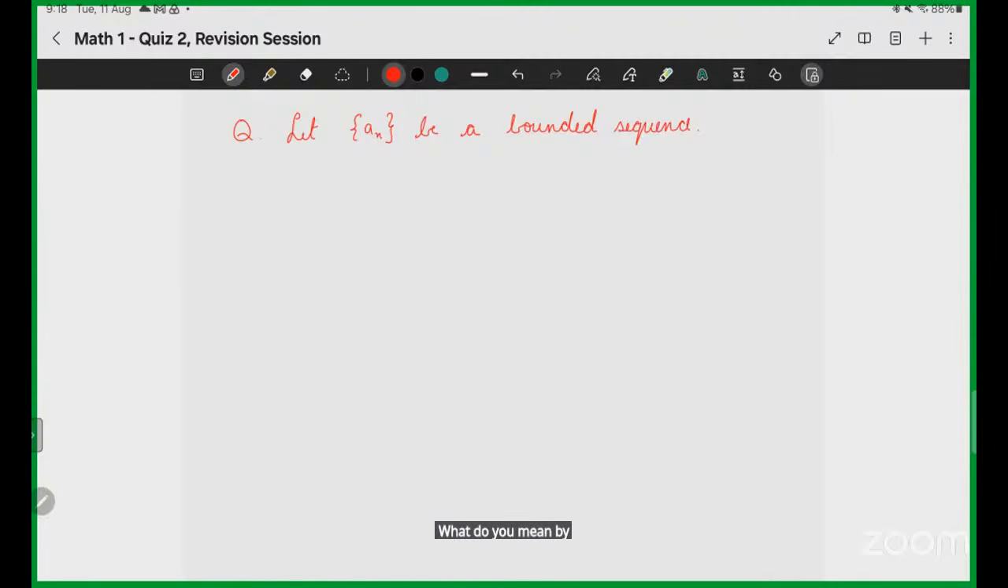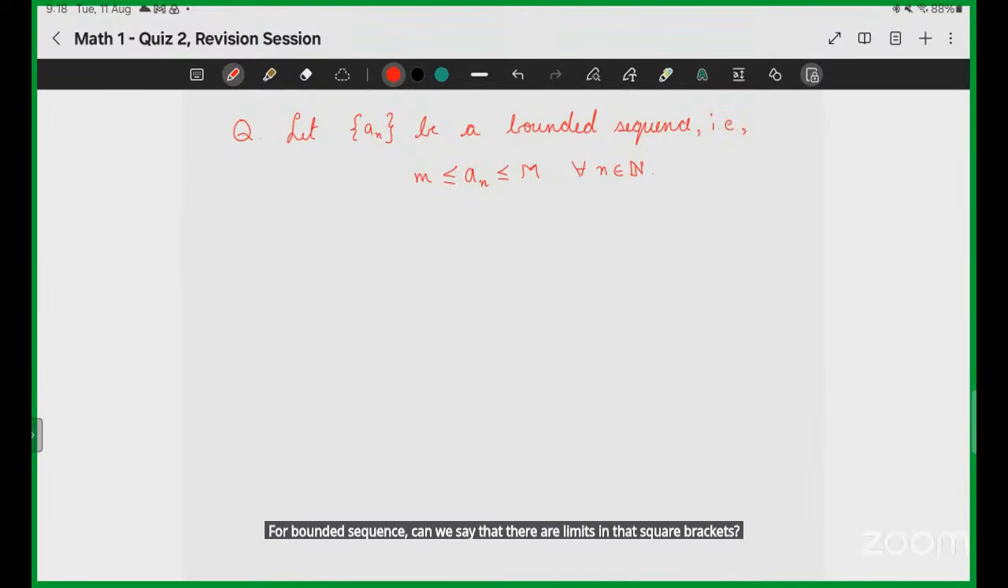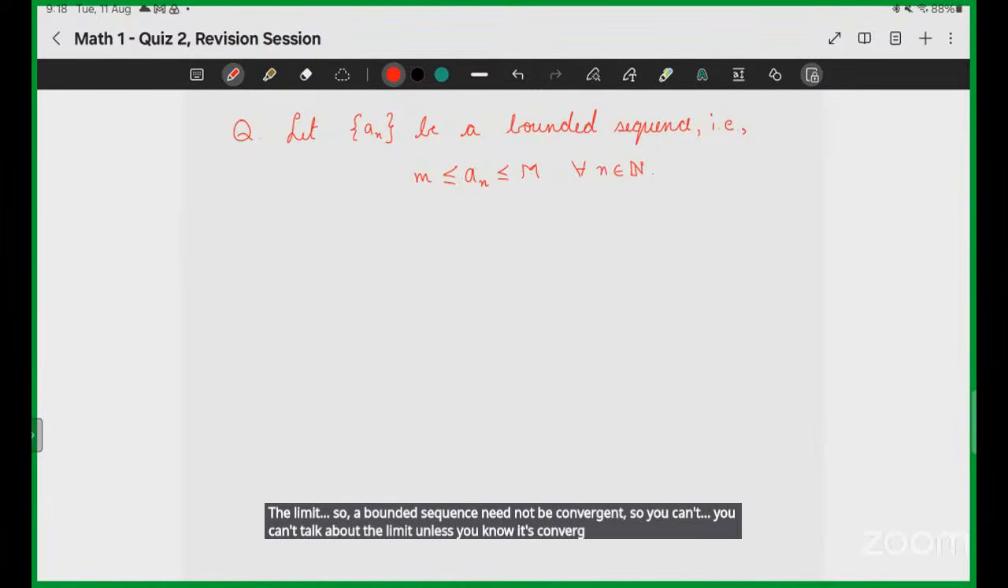What do you mean by a bounded sequence? When I say bounded, it always means it is bounded on both sides. Can we say there is a limit in between those square brackets? A bounded sequence need not be convergent. You can't talk about the limit unless you know it is convergent. I'm just saying it's a bounded sequence.